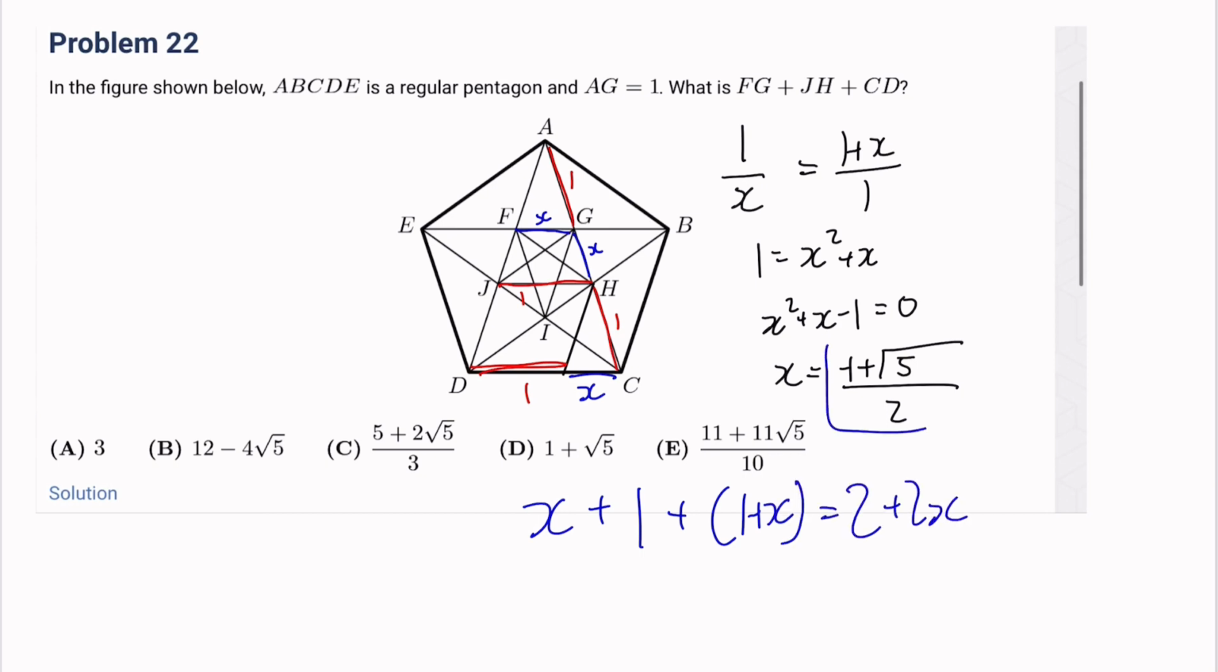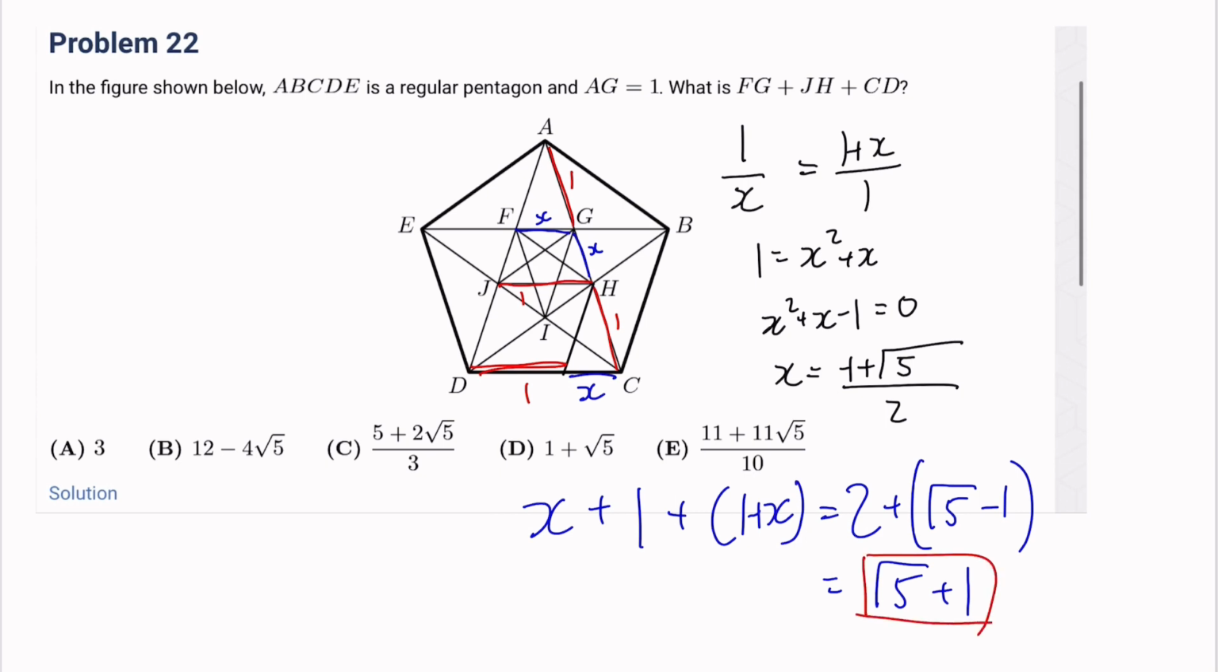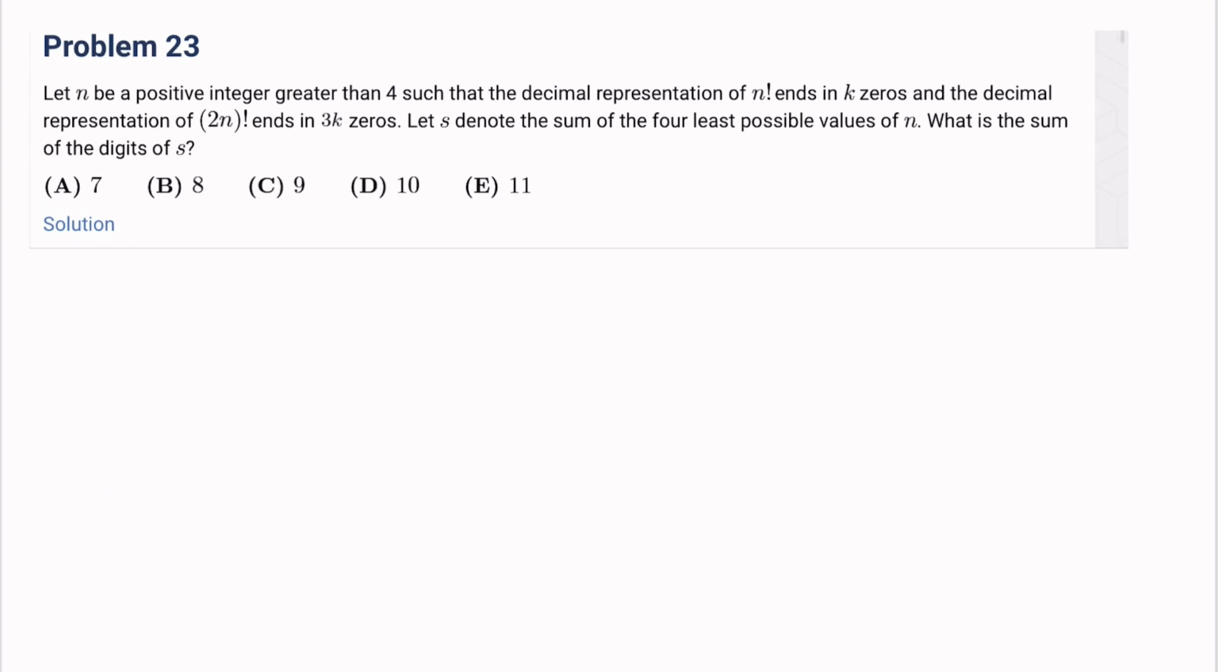And if we substitute this value into X, then what we get is 2 plus 2X, and then that 2X negates this 2, right? And so that will make it so like root 5 minus 1, right? This gives us root 5 plus 1, so we want this. The answer is D.